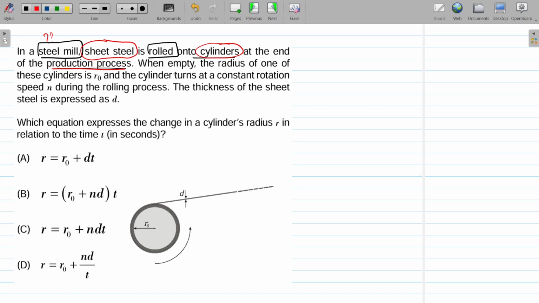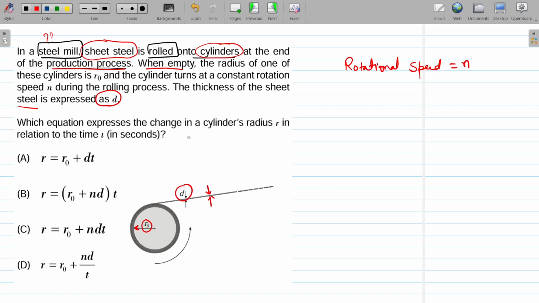When empty, the radius of one of these cylinders is R0. So you can see the radius of the cylinder is R0 initially, and the cylinder turns at a constant rotational speed n. So we have rotational speed equal to n during the rolling process. The thickness of the sheet steel is expressed as d. So the thickness of the sheet of steel, see, this is d. It is marked here.